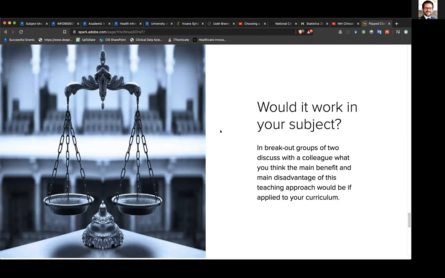So before we go into the breakout room, I think it would be good to just summarize perhaps some of the pros and cons of this approach. So in terms of the students, as Daniel mentioned, pros include increasing the opportunity for active learning in the classroom, which brings a lot of benefits, increasing the opportunity for peer engagement, and also the ability to get immediate feedback on questions, which is very important.